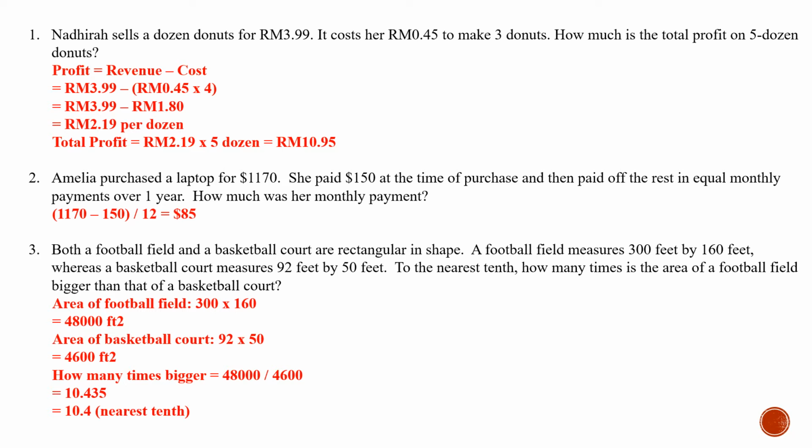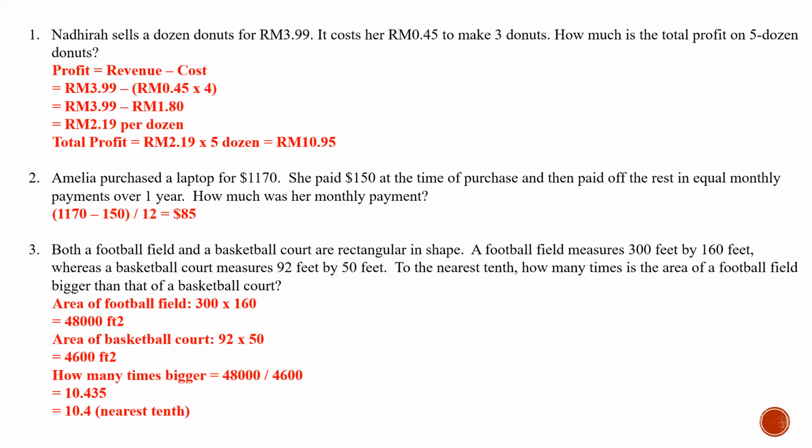Question 3. Both a football field and a basketball court are rectangular in shape. So they gave you the measurement for the football field and the measurement for the basketball field. To the nearest tenth. Nearest tenth, you must always highlight this. Your answer should be in one decimal place. How many times is the area of the football field bigger than that of the basketball court? So you find the area of the football field first, then you find the area of the basketball court, you divide it to find how many times bigger it is.